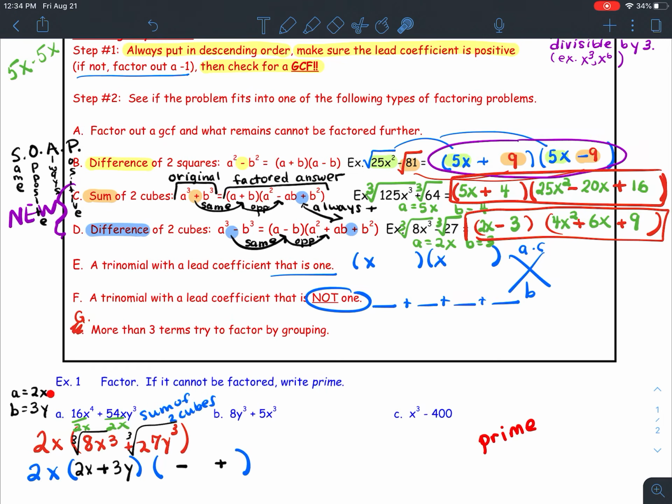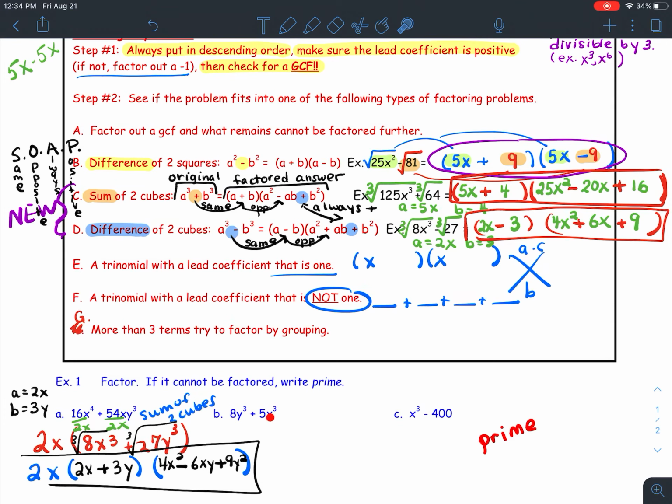Then at the beginning of the trinomial is the A value squared. So 2x times another 2x, that's 4x squared. In the back of the trinomial is the B value squared. That's 3y times 3y, which is 9y squared. And in the middle, it all gets multiplied together into a 6xy. And that is the answer.